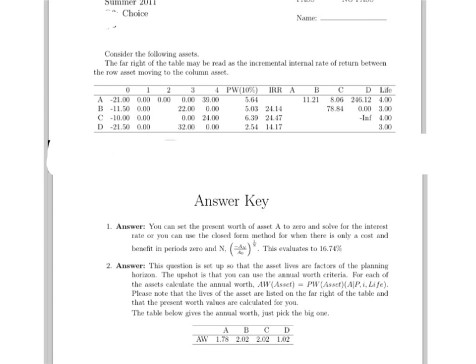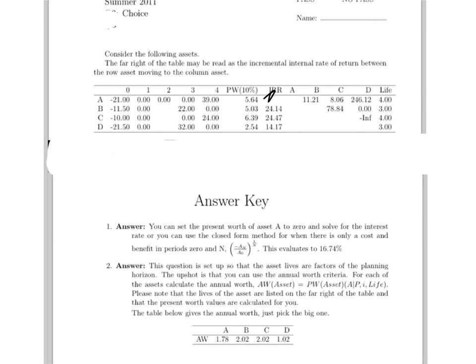Let's start off with question number 1, which is just basically to fill in the blank on that internal rate of return that we have right there. And this is supposed to be a really simple calculation. All that you're doing is taking this minus 21 in time period 0, this 39 in time period 4, and then finding the interest rate that makes it so the present worth is 0.